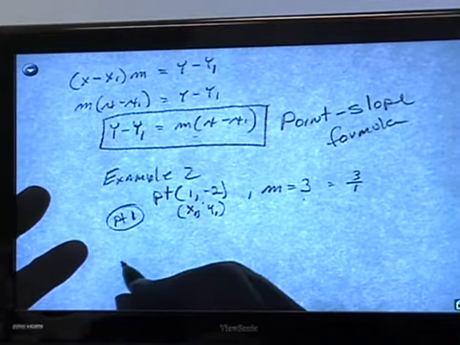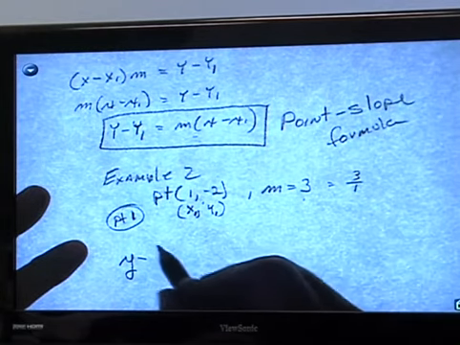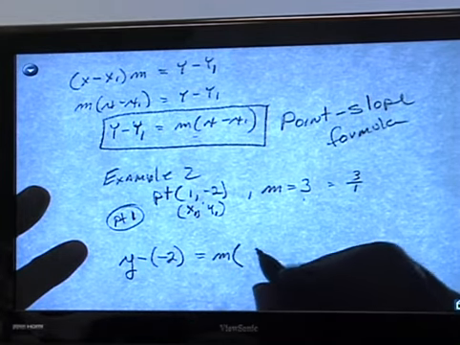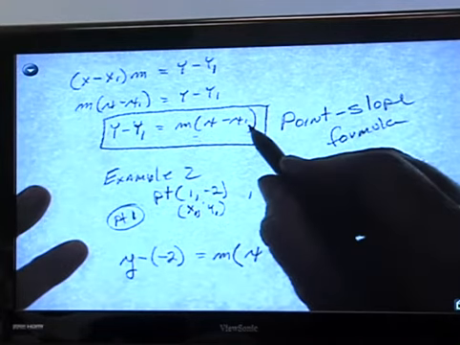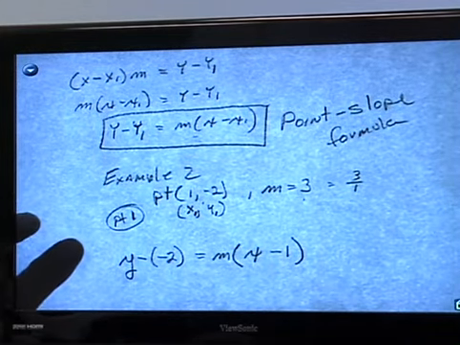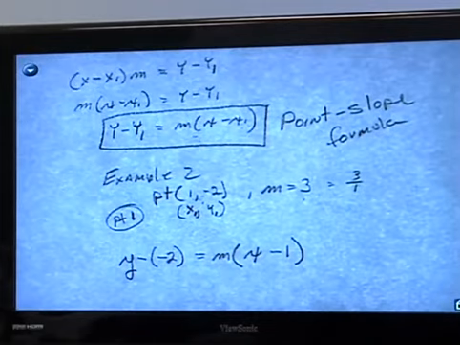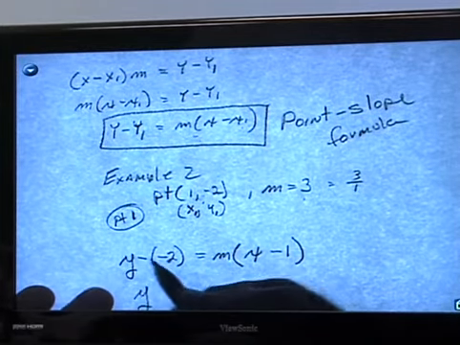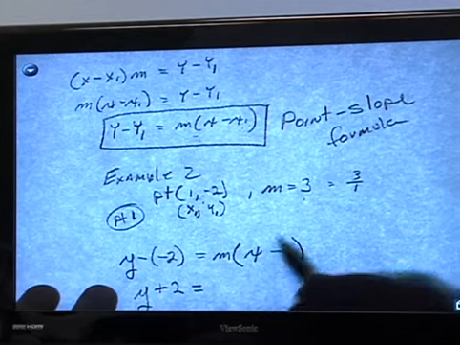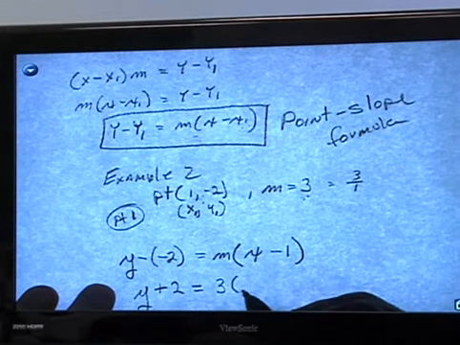So we just substitute y minus y sub 1. Well, y sub 1 is minus 2, so it'd be minus minus 2 equals m times x minus x sub 1. x sub 1 is 1. We just substitute our values in our point for x sub 1 and y sub 1. Well, y minus a minus is a plus 2 equals m. We should substitute our m. Our m is 3. So we can put 3 here times x minus 1.